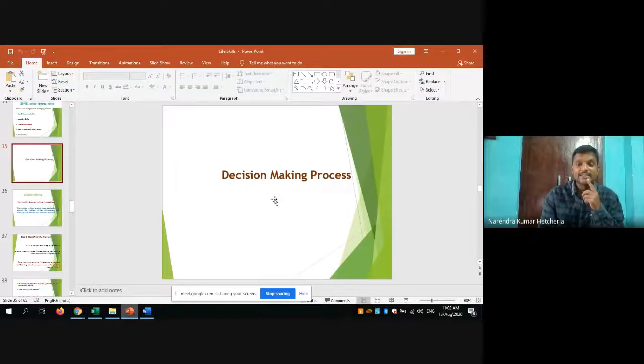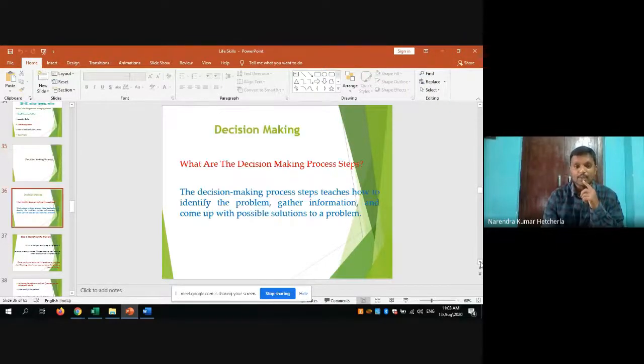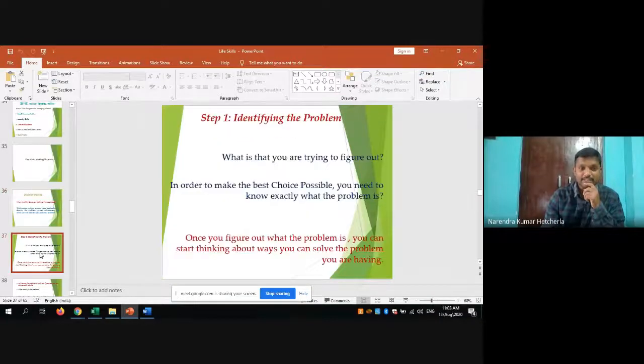Right, today we are going to look at the decision making process. Okay, till our last session, last class, we have been through what are life skills and the difference between soft skills, career skills, employability skills, and communication skills. For today, we are going to look directly at the decision making process. So decision making. What are the decision making process steps? This is something that we are going to look for today in clear.